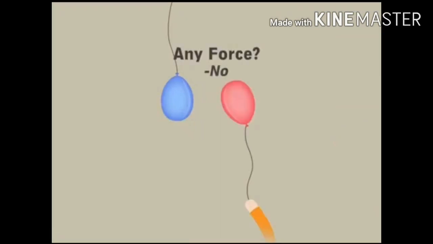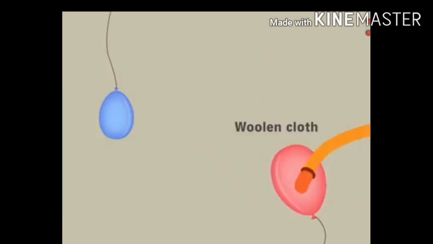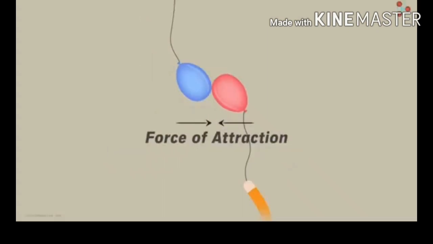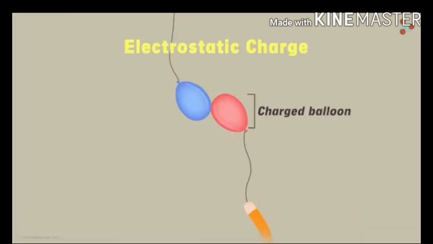Consider two balloons. Bring the balloons close to each other. Is there any force acting between them? No, no force is acting between them. Now charge one of the balloons by rubbing with a woolen cloth. Bring the balloon towards the first one. We can see that they are attracting each other. Due to rubbing, the balloon acquires some charge. A charged balloon can attract an uncharged balloon.